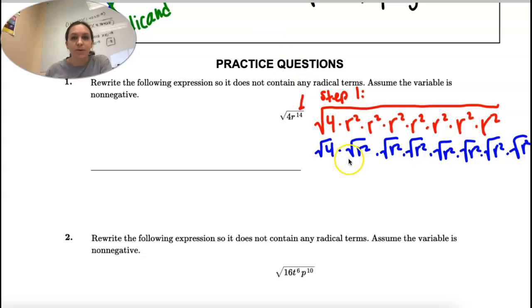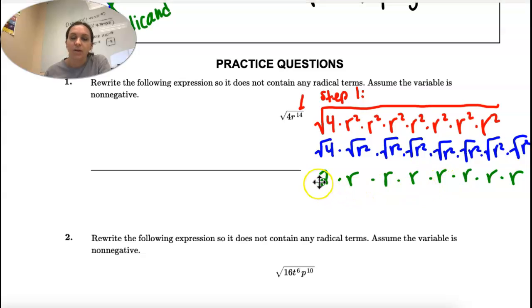So when I take the square root of this, the square root of 4 is 2. The square root of r squared is r, r, r, 7 times. Okay, so now, that was step 2.